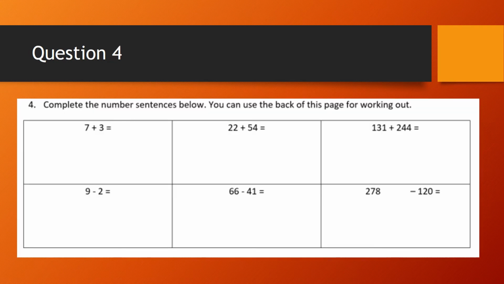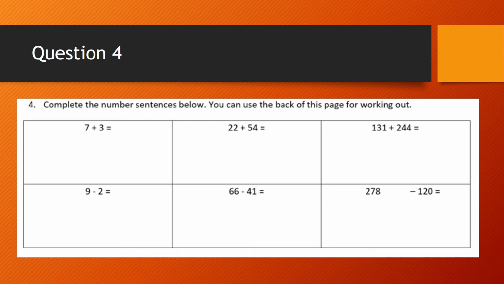Question number 4. Complete the number sentences below. You can use the back of the page for working out. The first one is 7 plus 3. The second one is 22 plus 54. And the third one is 131 plus 244.